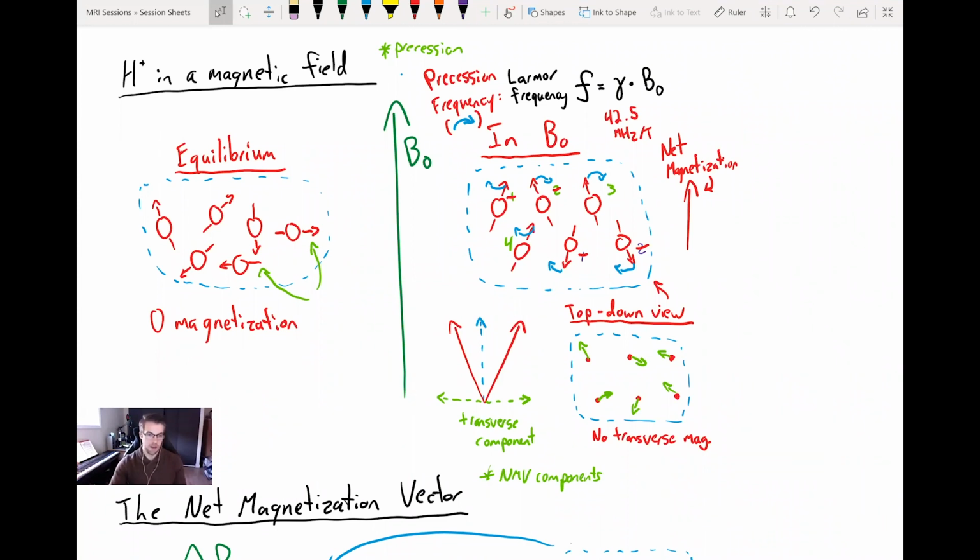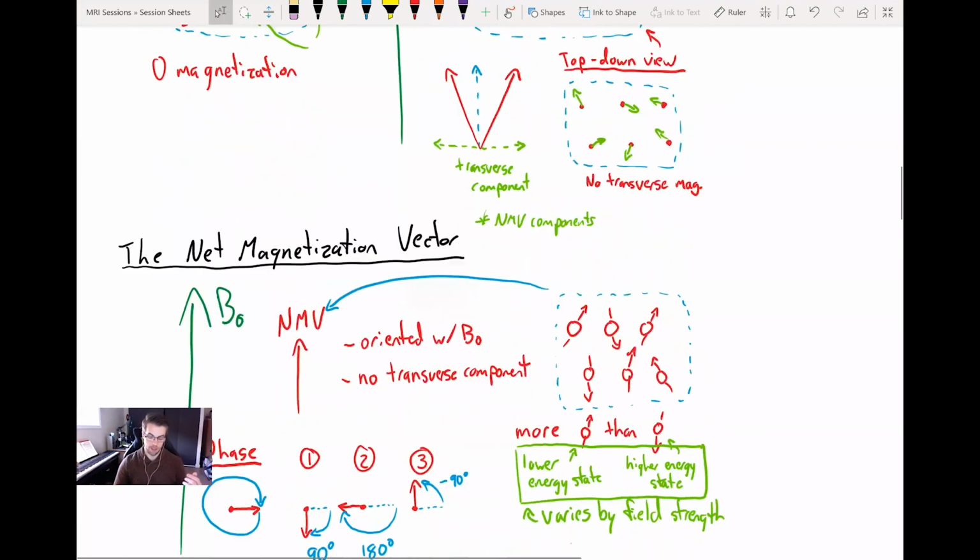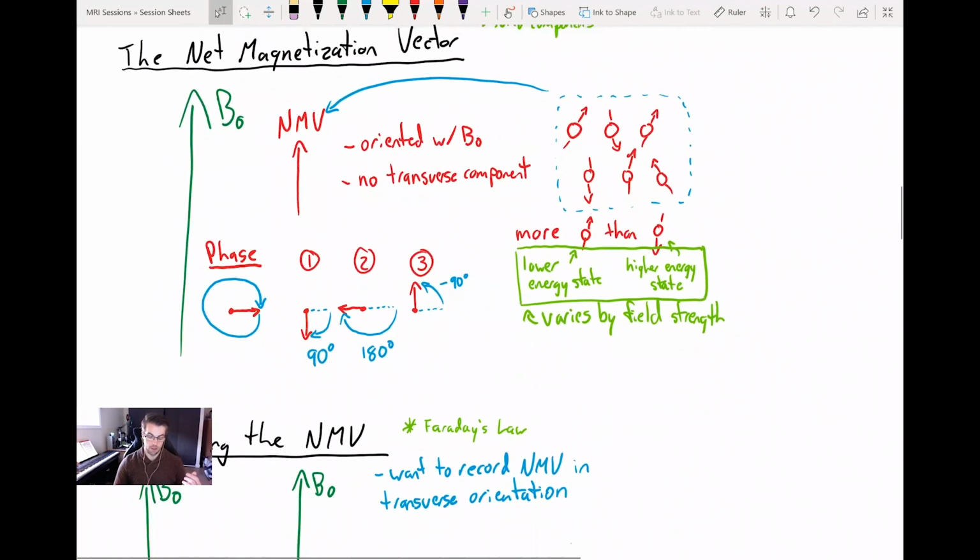vector. Also, we touched on how at rest the net magnetization vector is aligned with the magnetic field because of that surplus of up-aligned hydrogen atoms, but there's no transverse magnetization because the phase of our precession of each of those hydrogen atoms is still randomly oriented, so they cancel each other out.